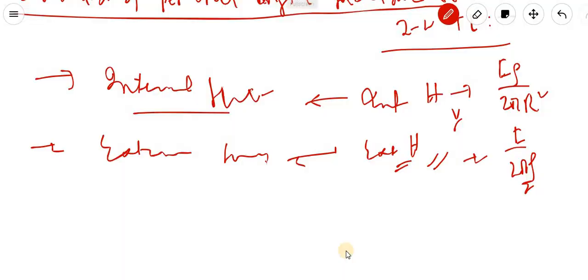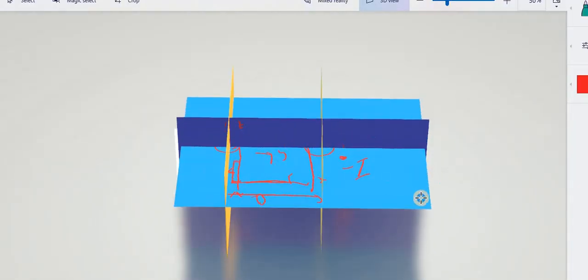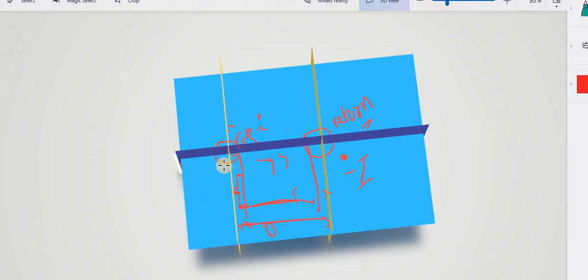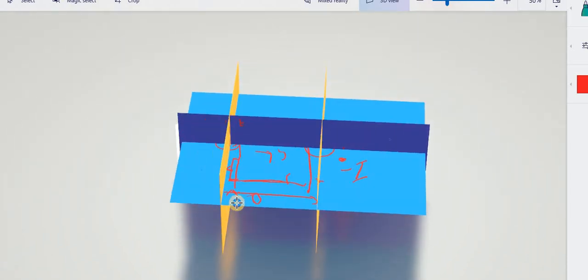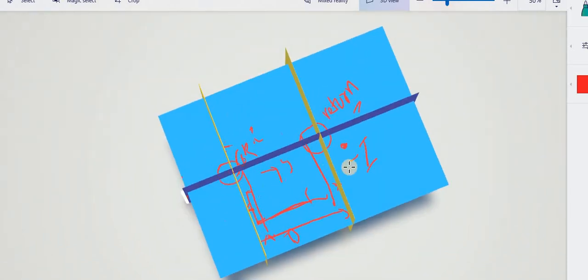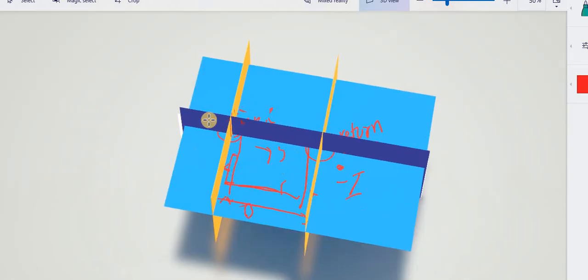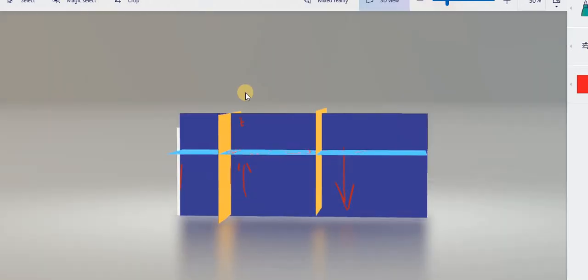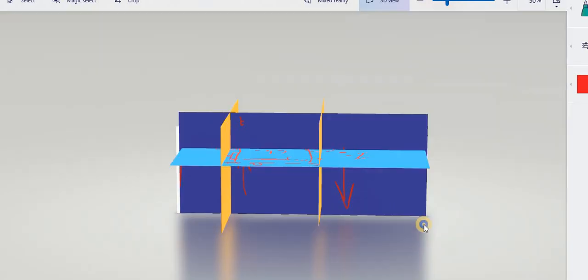This is what we are considering, just the notation I am giving. Here I have taken one conductor, one wire, and another wire. The radius of this wire and this wire are the same, and this wire is considered as the go wire and this as the return. The current is carried in this direction and in this direction.